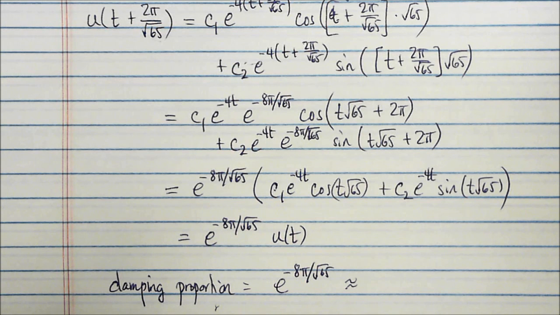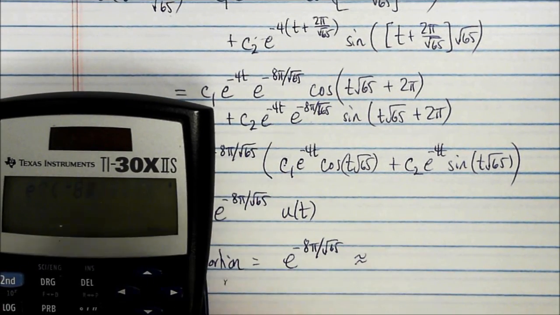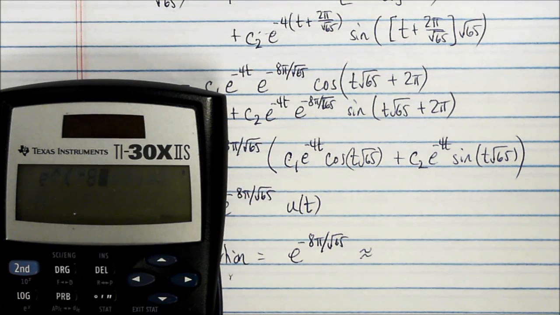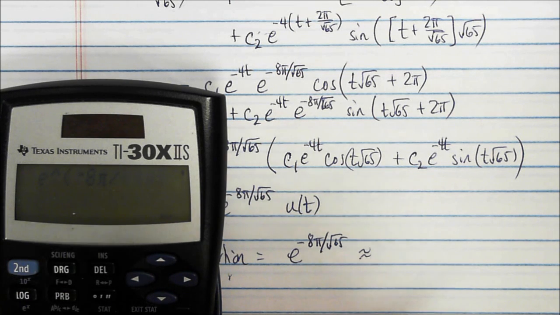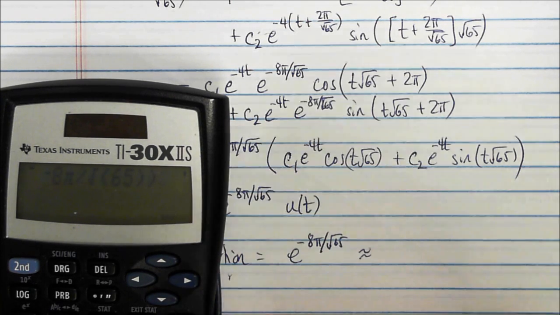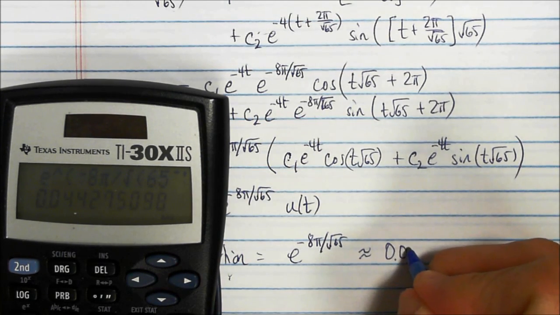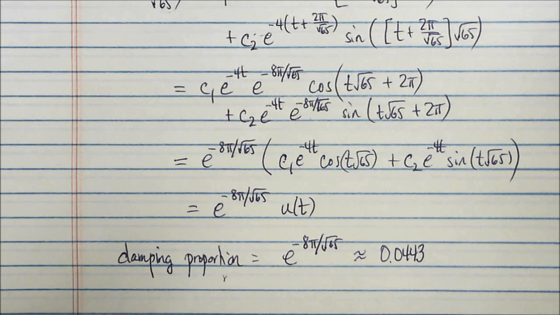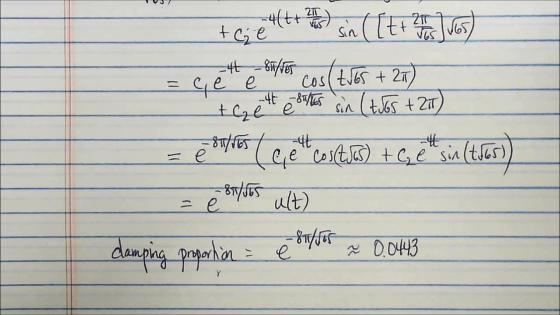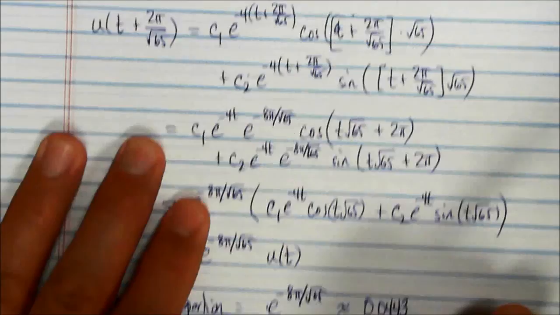So real quickly on my calculator here, I'm going to try to get this and hopefully not make a mistake when punching it in. So let me show what I'm doing here. So e to the minus 8 times pi, divided by the square root of 65. And so this works out to be about 0.0443. So the amplitude is only 4.4% of as much as it used to be after one quasi-period. Okay, so that's one problem.